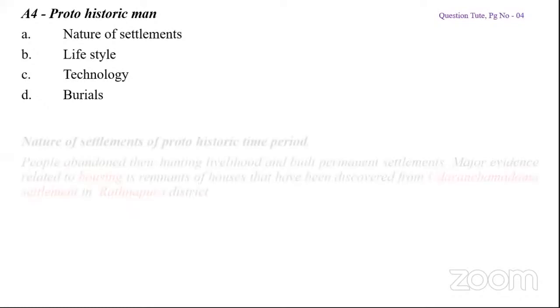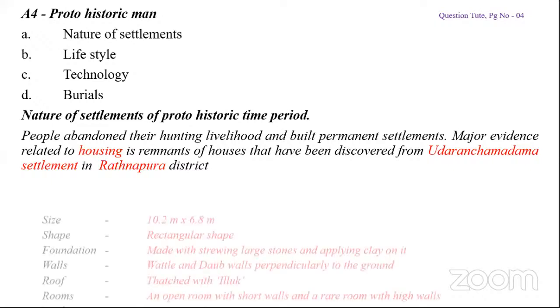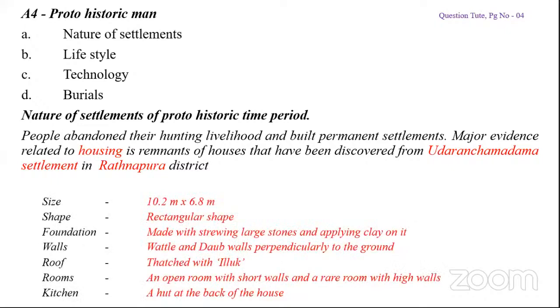Nature of the settlements of the proto-historic time period. People abandoned their hunting livelihood and built permanent settlements. Major evidence related to housing is remnants of houses that have been discovered from the Udarachamadama settlement in Ratnapura district. And now these are the features of that house. This you can explain as a paragraph. If not, you can write in this way, no problem.